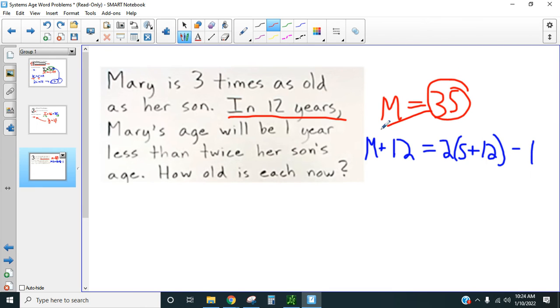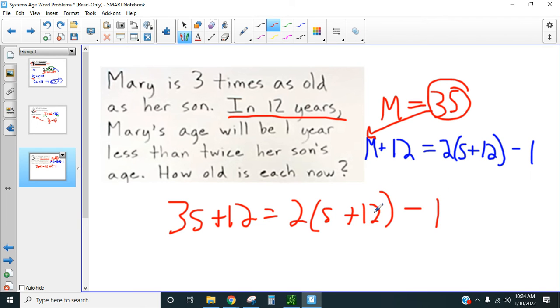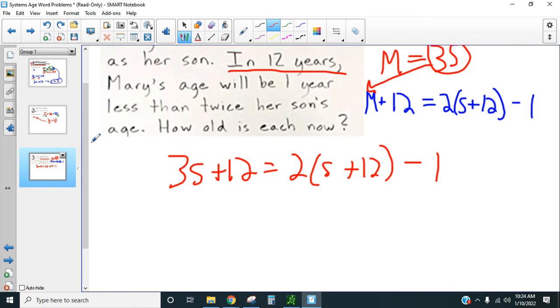There you go. Plug that in right there. So now we have 3S plus 12 equals all this stuff. Let's go ahead and solve it real fast. You guys solve it. Ready, set, go. I'm going to freeze the screen, see if you can beat me.